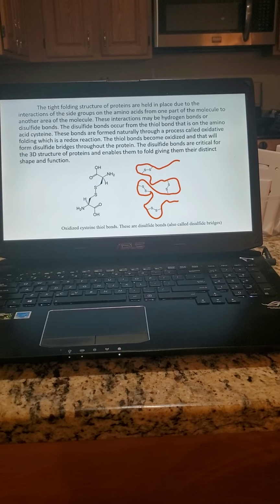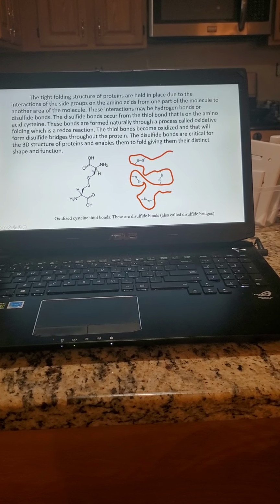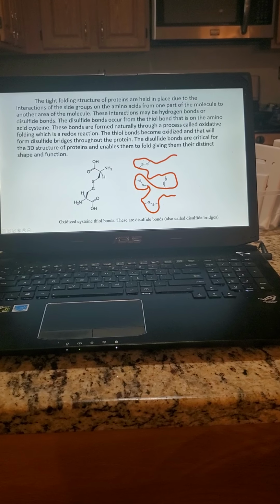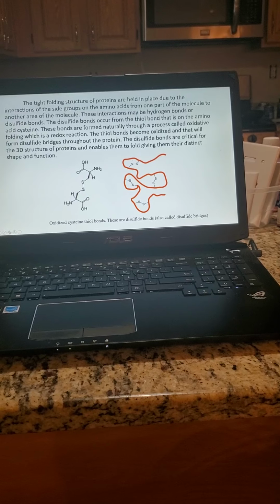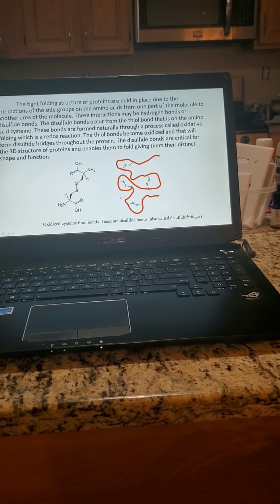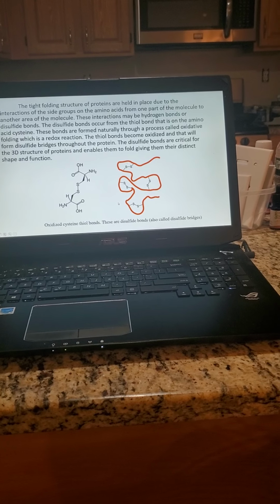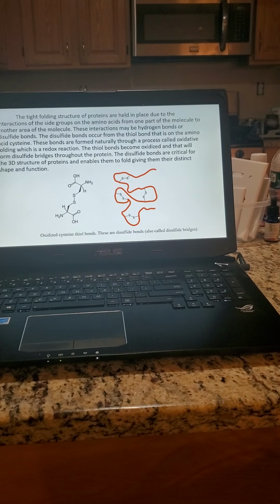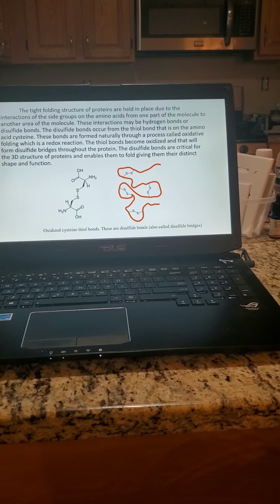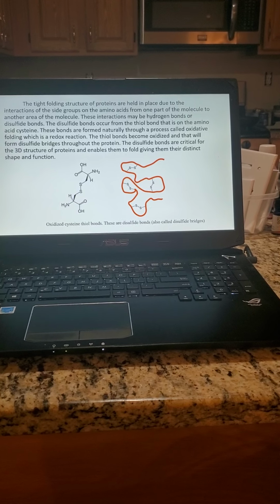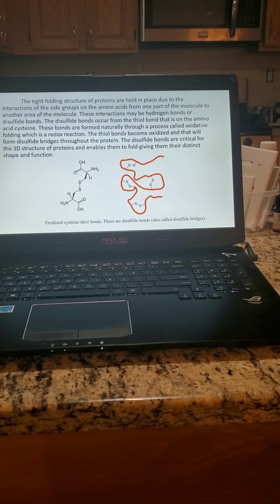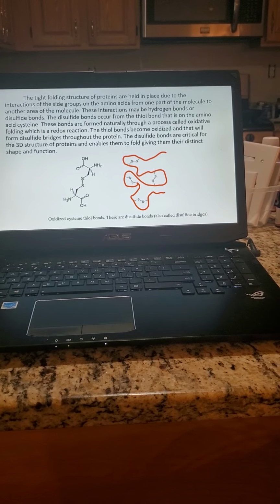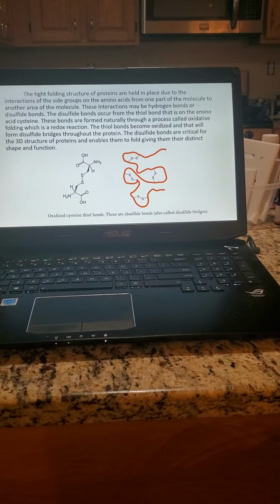So what you're seeing down below on the left is two cysteine amino acids that have a disulfide bond right at the sulfur. They're connected to each other. And the one on the right is an example of what you would see in a protein. So you can see how it winds around, and then all around it has those disulfide bonds. And in a protein, there's going to be an extreme amount of those bonds, and that's what really helps give the protein its distinct shape and function and make it strong.